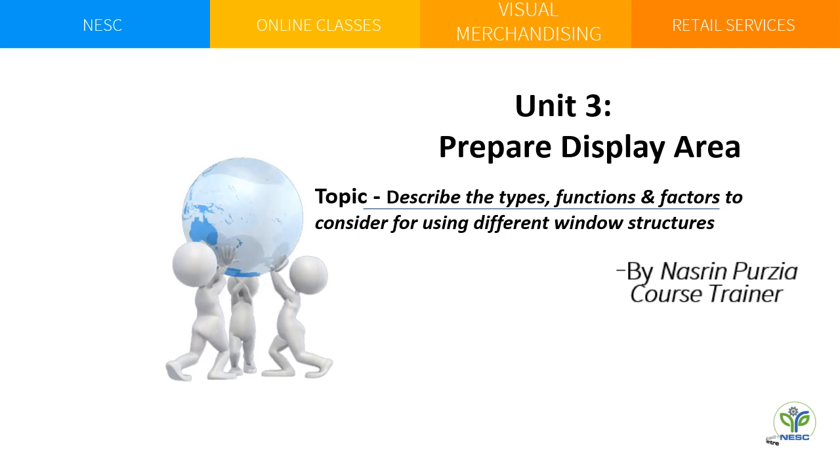Today's session is from our core module Visual Merchandising, which is again a continuation from Unit 3 Prepare Display Area. Today's topic is types, function and factors to consider for using different window structures. At the end of this video, I will be giving you an assignment based on today's topic. So guys, let's go through the slides.